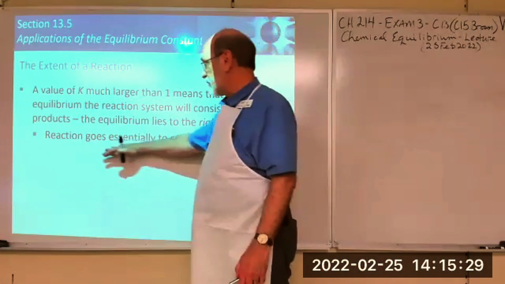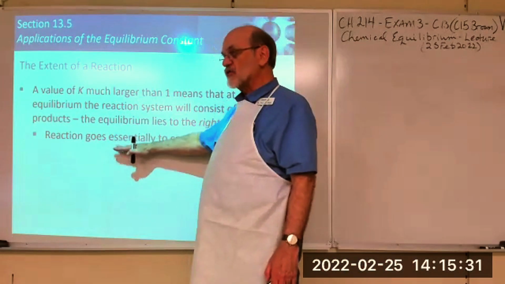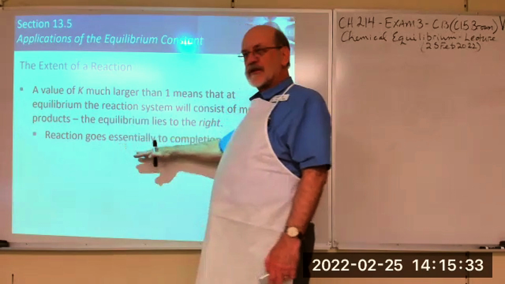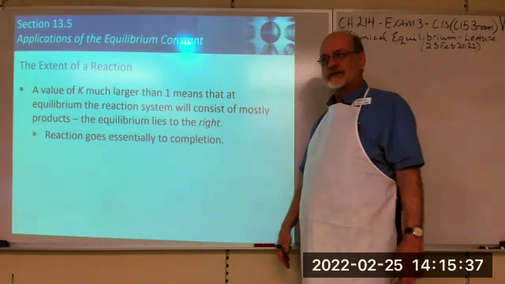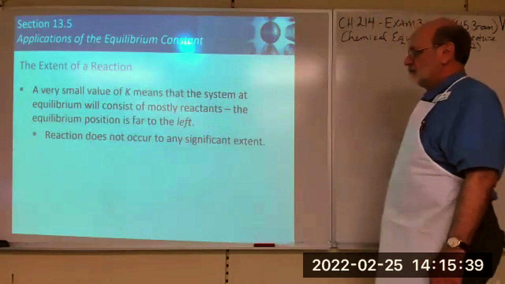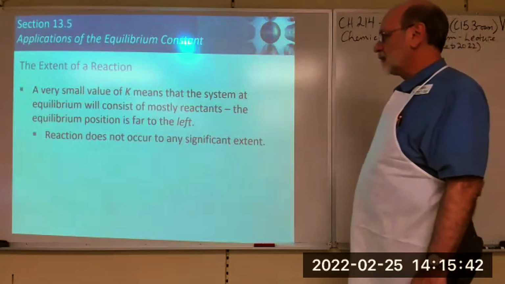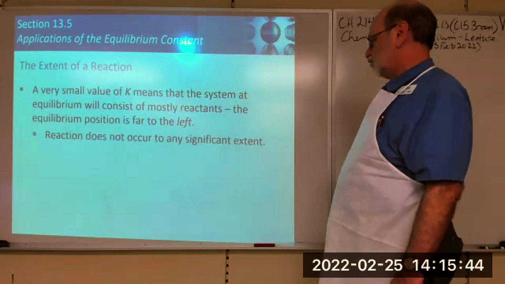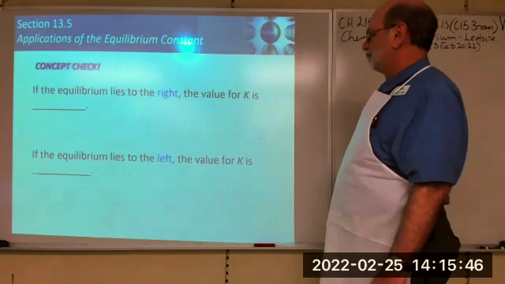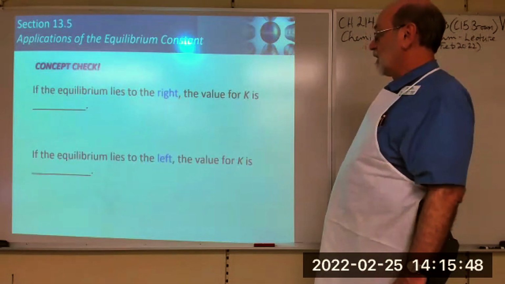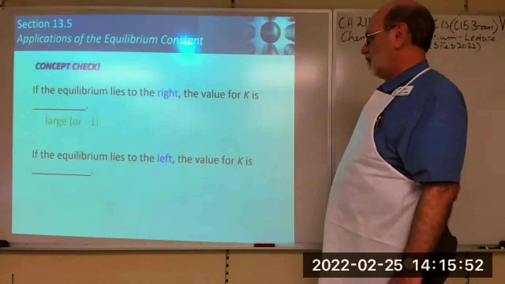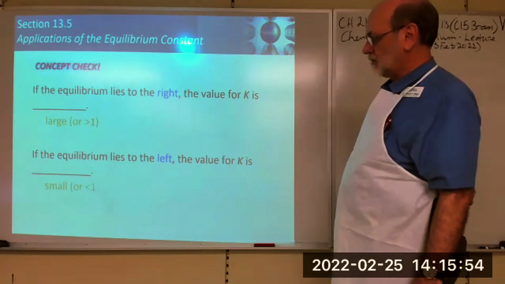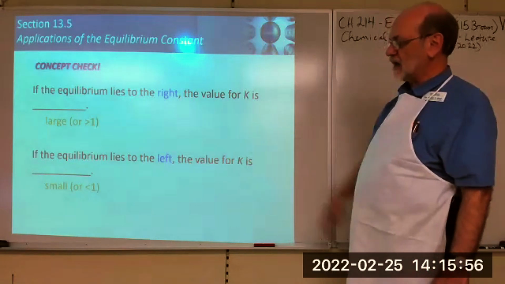And you may also infer that if the value is extremely large, the reaction essentially goes to completion. You have virtually no reactants left. So if the equilibrium lies to the right, the value of K is larger or greater than 1, smaller, less than 1 if it lies to the left.